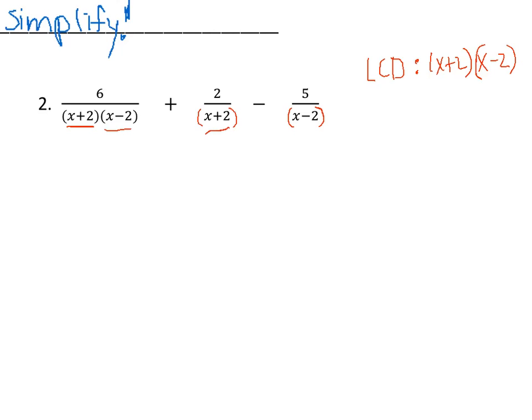And then in this denominator, I have an x plus 2, but I already have that one written down. And then over here, I have an x minus 2, and I already have that one written down too. So let's get all of our denominators to look like this here.